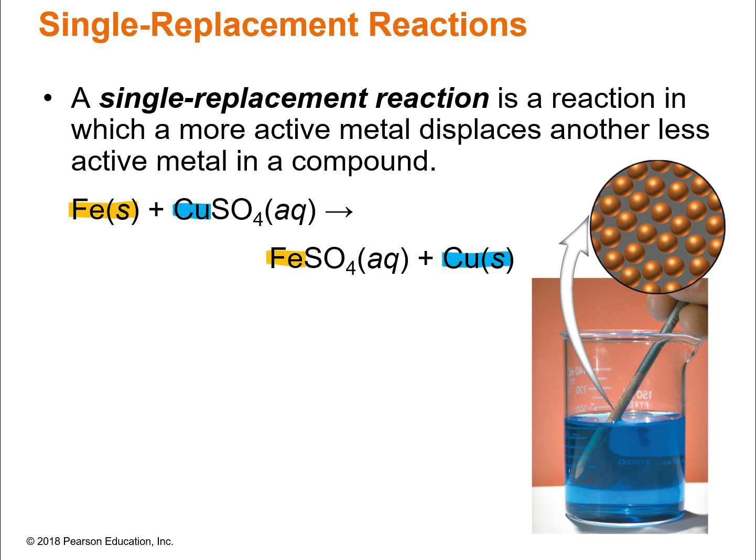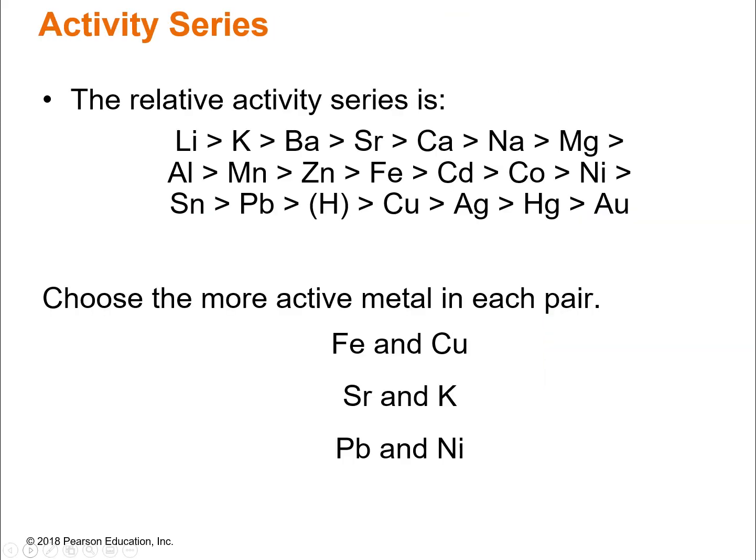So what you can actually see when this happens is you'll see the copper kind of plating onto that iron source. So this picture is like an iron nail, and then you stick it into the copper II sulfate, and you'll start to see the copper. So this is copper. Now you might be asking yourself, how do I know what metal is more active than another metal? Good question. There's the activity series.